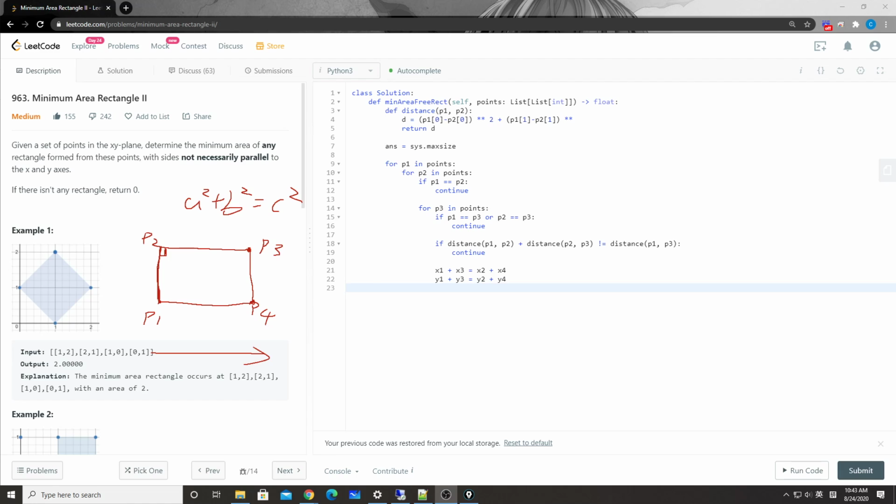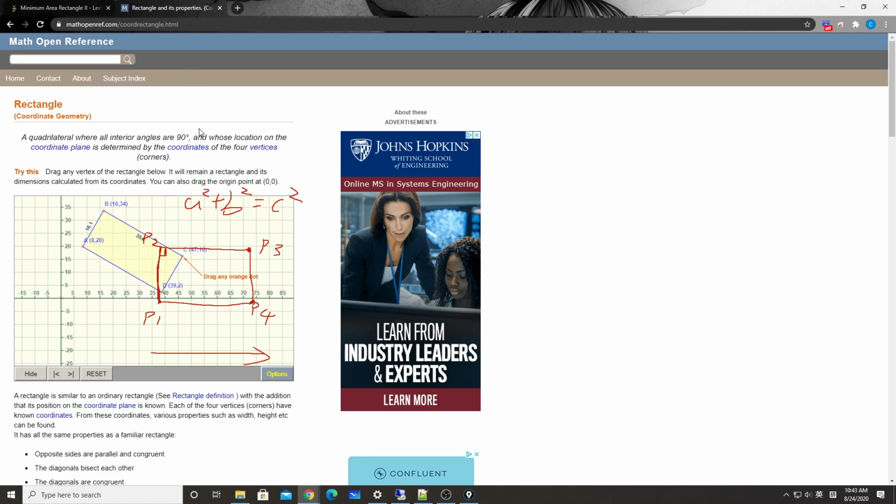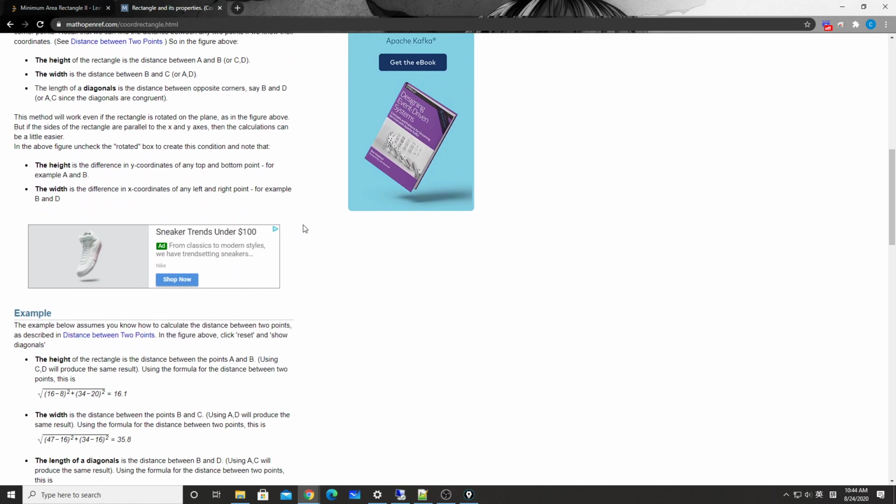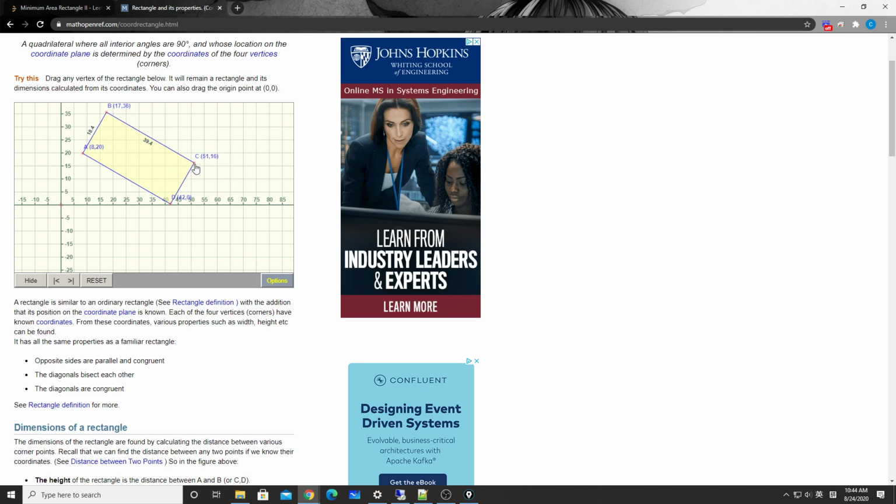Okay, so I found this website here. Let me drag it to here. This is the website where you can play around with it so that you can understand why that equation is always true. You can drag it whatever you want, and there's some more explanation on this one to explain the relationship between those 4 points, not 2 points, sorry.